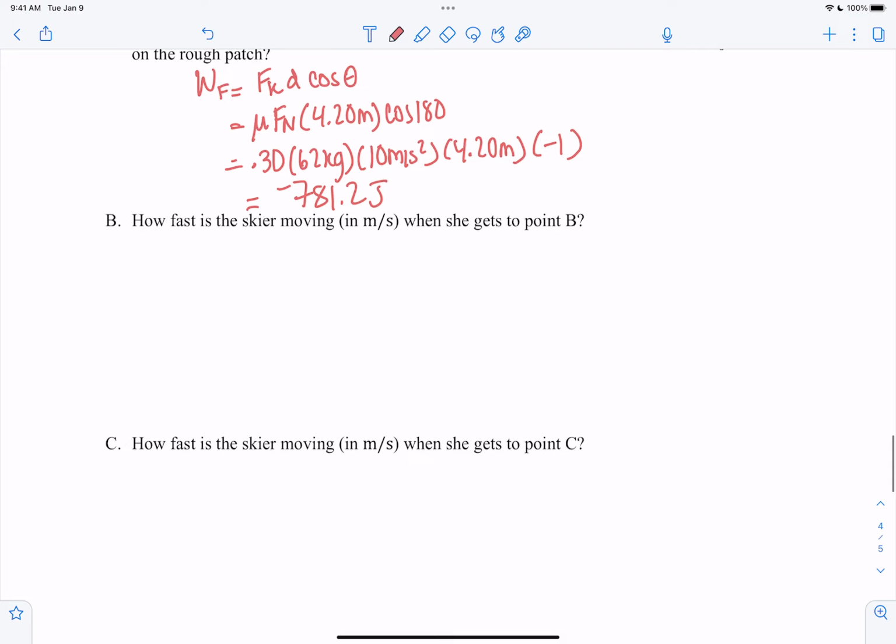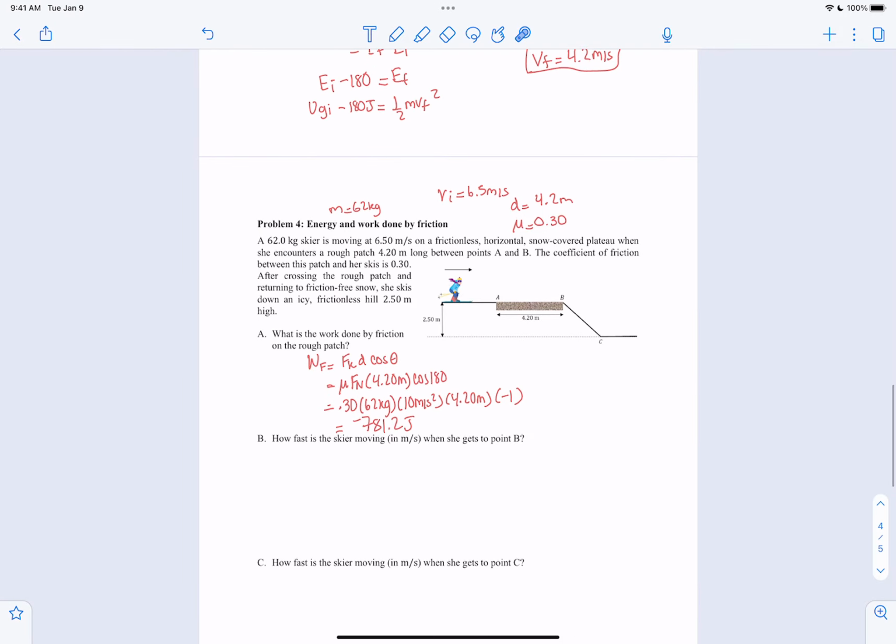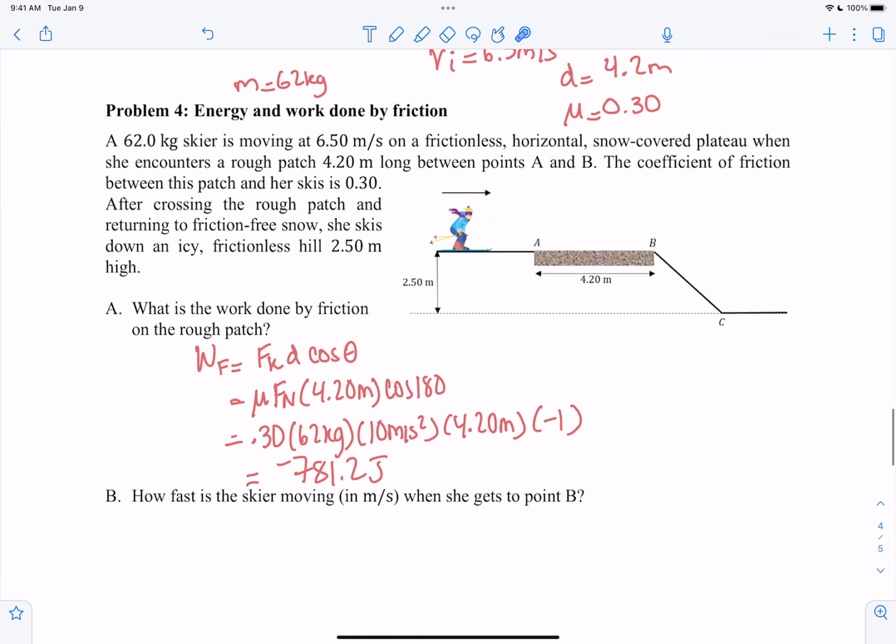So now part B is asking how fast the skier is moving when she gets to point B. So once she gets to point B here, we want to figure out what the speed is at point B. If you encounter a rough patch, if there's a lot of friction, you're about to slow down, right? That's a logical way of thinking of it. She was initially moving at 6.5. She's bound to slow down because of this rough patch. So what was the final velocity that she slowed down to?